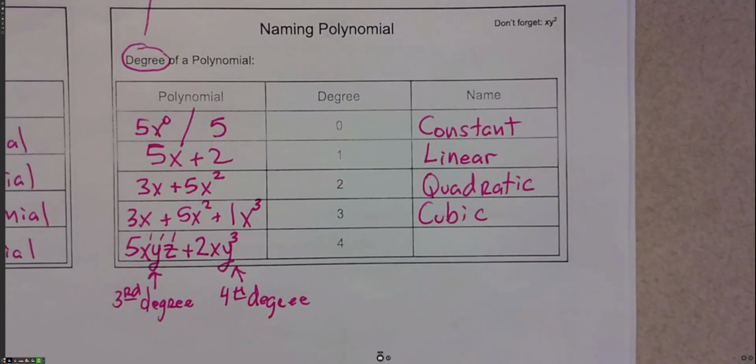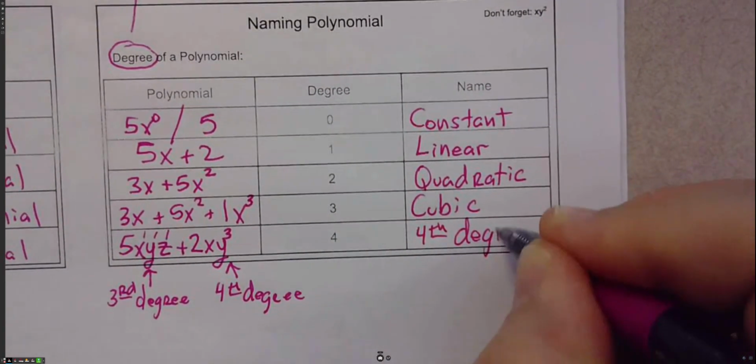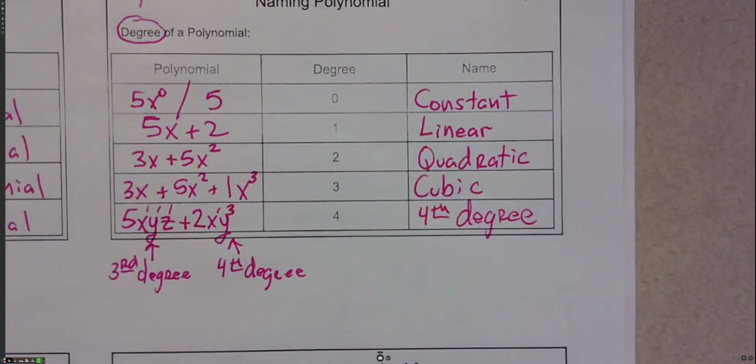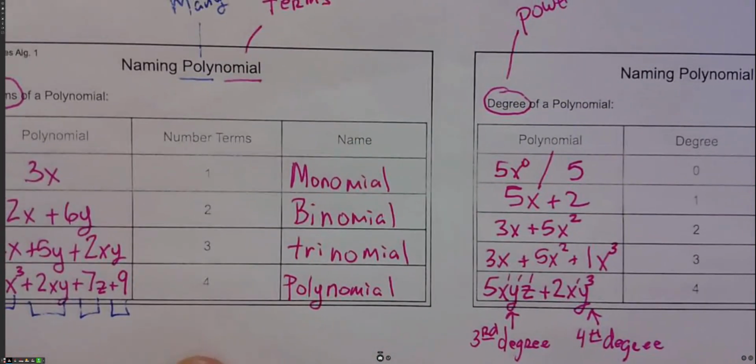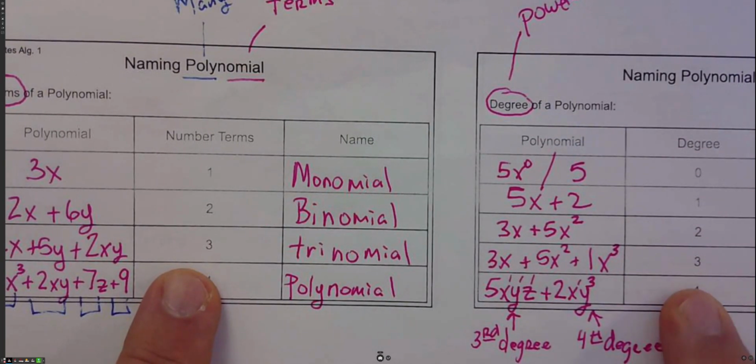When we have higher than 3 degrees, we don't name them in this class. Technically, there is a 1 above the S, yes. That's what makes it the fourth degree. Anything higher than 3, you don't have to name, you just call it the 4th degree, or the 5th degree. So there are names for these things, but in this class you just have to know 1 through 3 in terms of terms and 0 through 3 in terms of degrees.